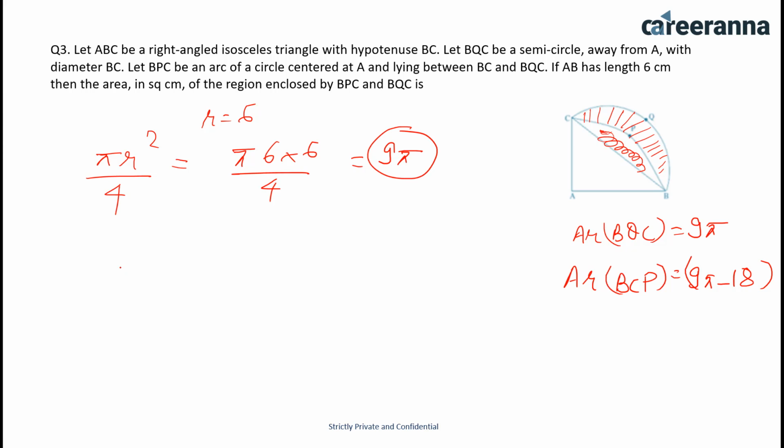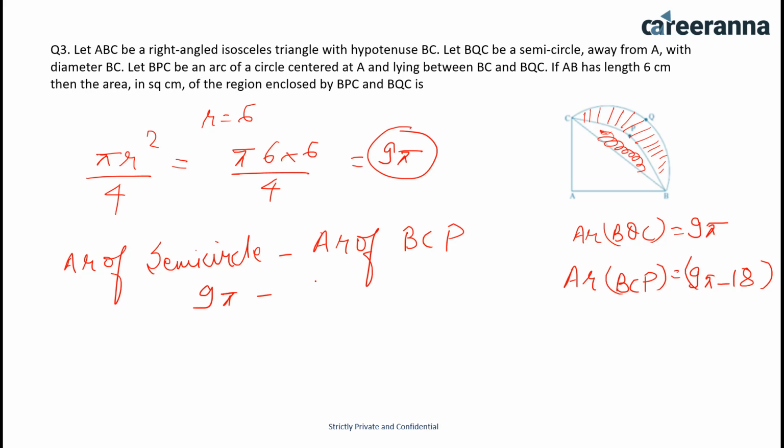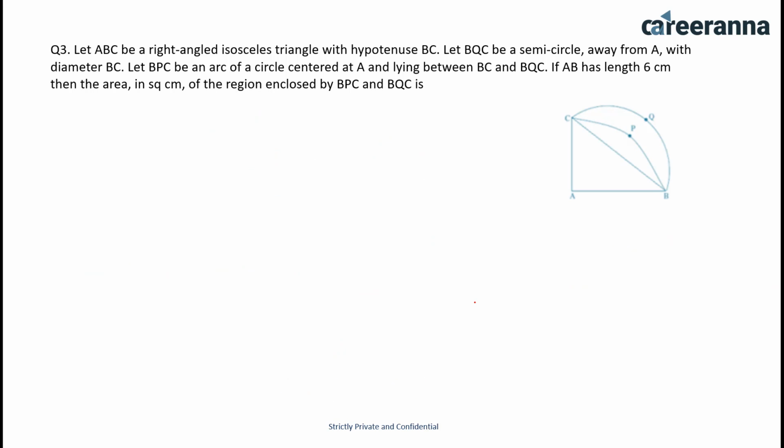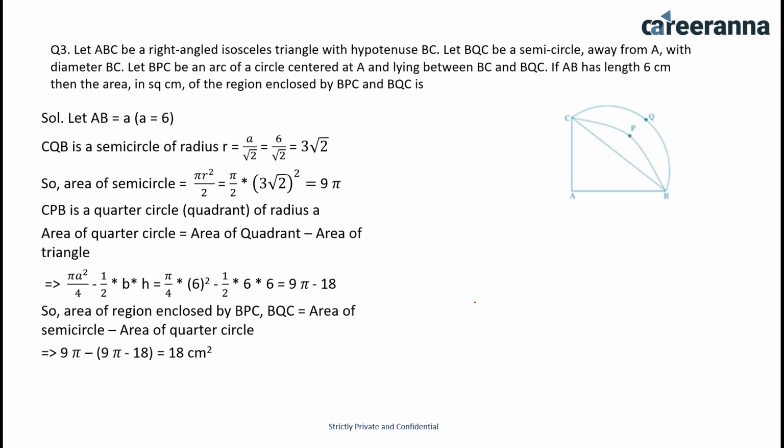So my answer will be area of semicircle minus area of BCP, which is 9 pi minus (9 pi minus 18). So this will become 9 pi minus 9 pi plus 18. 9 pi and 9 pi got cancelled. So our answer to this question is 18 centimeter square. Let's look at the solution to this question.